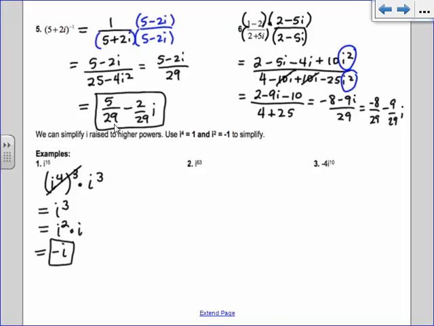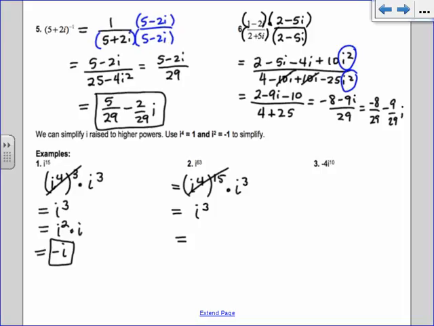All right, so i to the 63. So how many times does 4 go into 63? Anybody know? 15 times, right? So i to the 4th goes into 63 15 times. That makes 60 of the i's. How many more i's do I have? 3. So that means it's really equivalent to i cubed. But we don't leave it like i cubed. We always try to go down to just a plain i or a 1 or a negative 1 or a negative i.